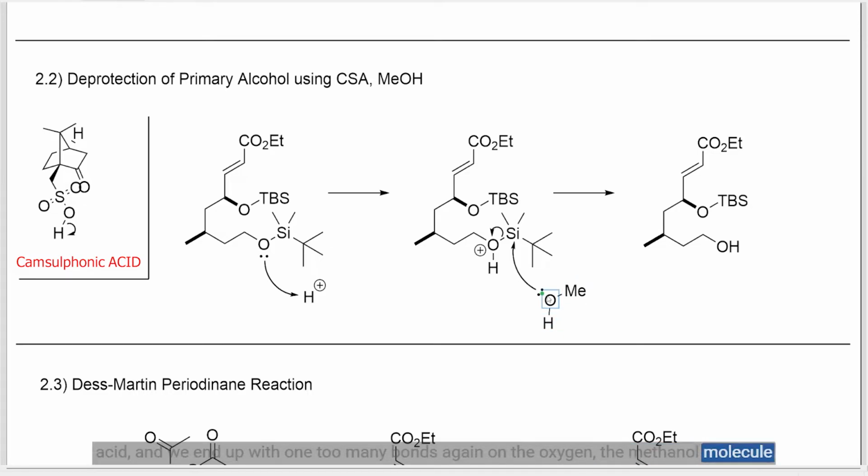A methanol molecule's oxygen lone pair is going to attack the silicon, making the silicon a good leaving group, allowing this oxygen-silicon bond to break to remove the charge from the oxygen. And so now we have our alcohol back, the primary alcohol.